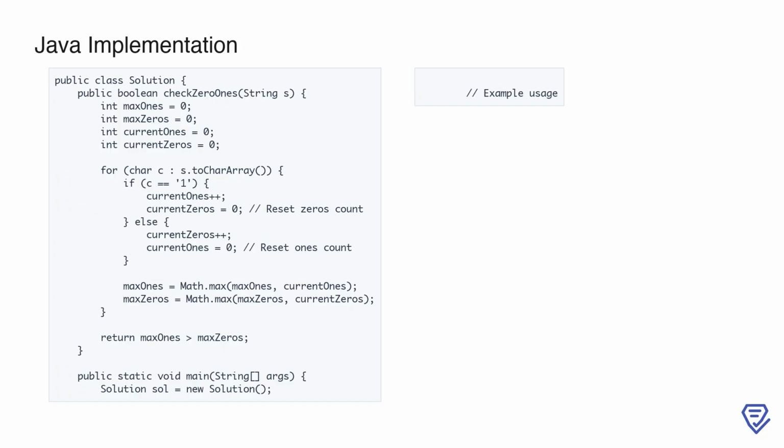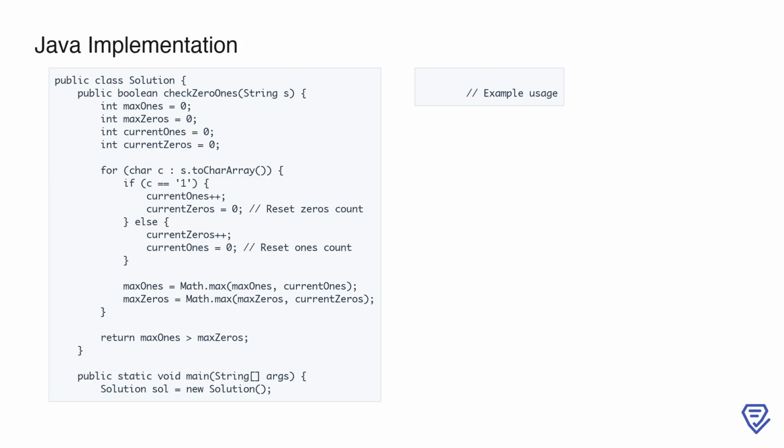The method check0ones takes a string s as input and determines whether the longest contiguous segment of ones is longer than the longest contiguous segment of zeros. To do this, we use 4 variables, max_ones and max_zeros, to store the maximum lengths of contiguous ones and zeros encountered so far, and current_ones and current_zeros to keep track of the lengths of the current segments as we iterate through the string.